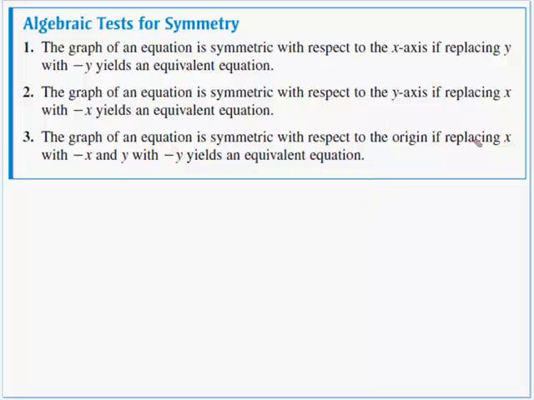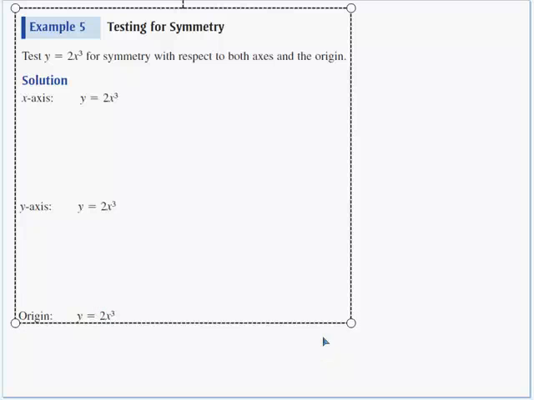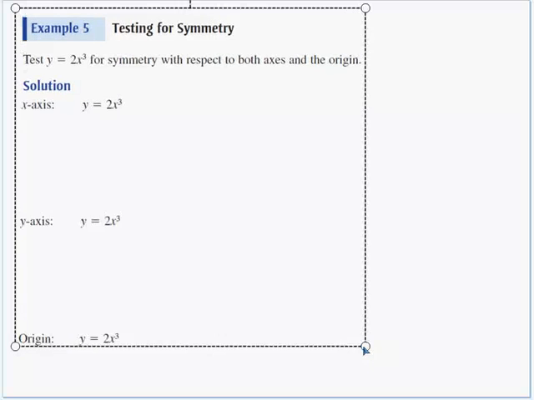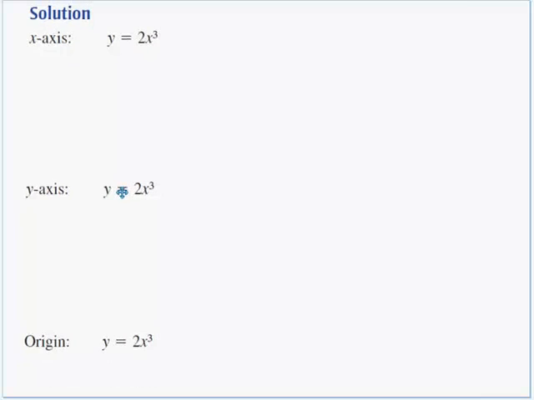Now, maybe that's a little confusing, all those words. We're going to clear this up in probably the next couple examples. We're going to do some algebraic tests for symmetry. So here in example 5, it says test y equals 2x cubed for symmetry with respect to both axes and the origin. So let's see here.